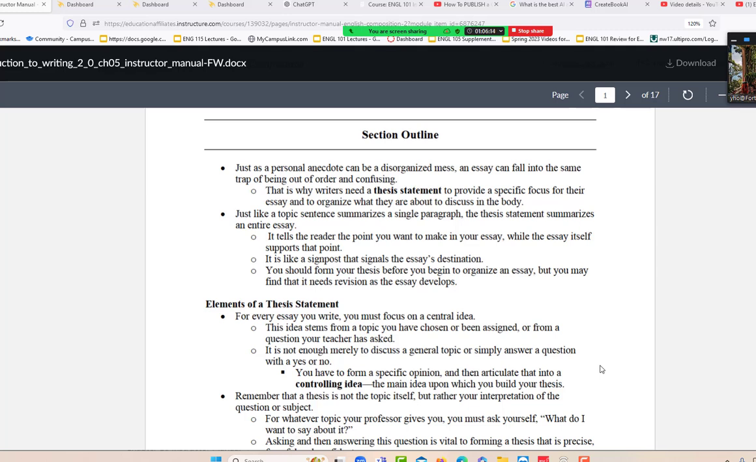The thesis statement tells the reader the point you want to make in your essay, while the essay itself supports the point. The thesis statement is like a signpost that signals the essay's destination. You should form your thesis before you begin to organize an essay, but you might find that it needs revision as the essay develops. Elements of a thesis statement.